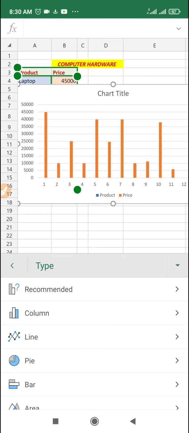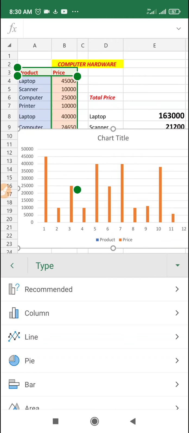As you can see in the picture, there is a chart showing the relationship between the product and price, and you can easily compare the prices of the products here. How? You can see here, the first product is at the highest level, which means it is the most costly product in the list. So laptop has the highest cost.